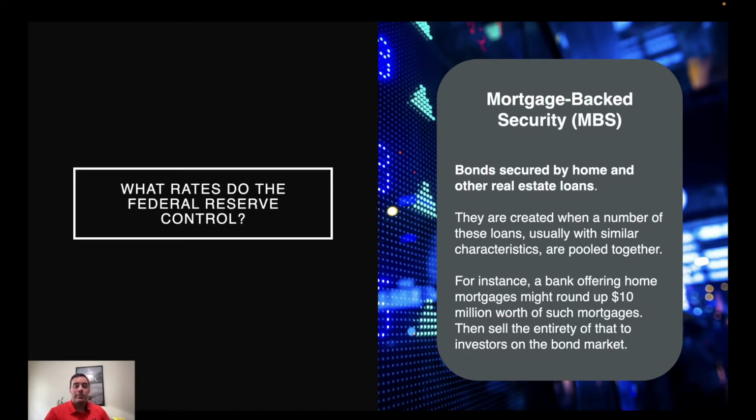As mortgage-backed security prices rise, interest rates on mortgages fall. And as mortgage-backed security prices fall, interest rates on mortgages rise. There's an inverse relationship there. But what the Federal Reserve has done in the past is either buy or sell these bonds, these mortgage-backed securities.